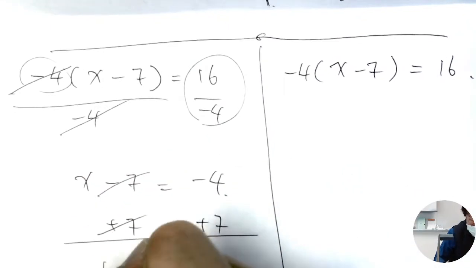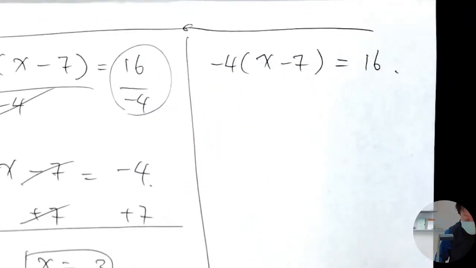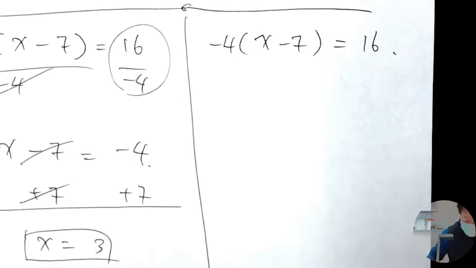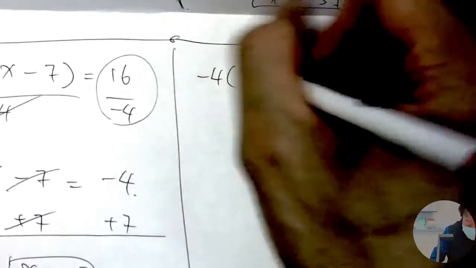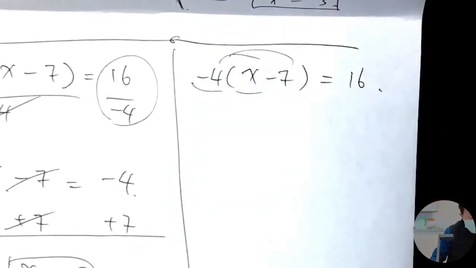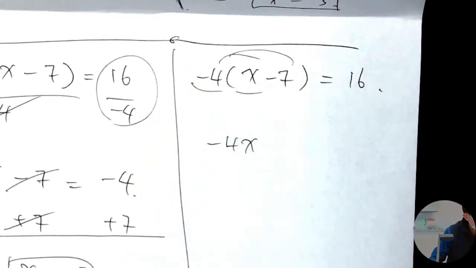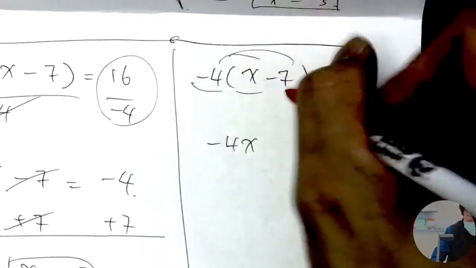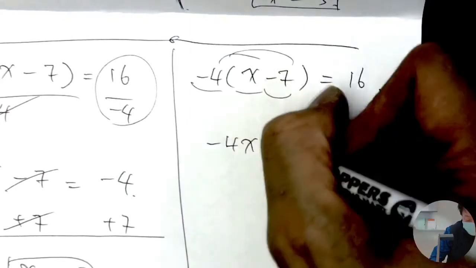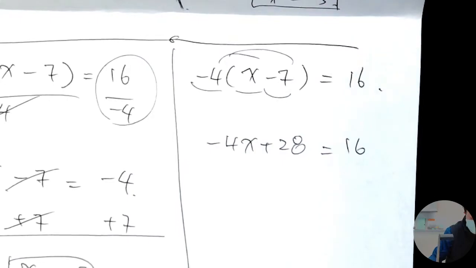x equal to 3, because there are so many x equal to 3's. If you don't know what x is, you might as well guess 3. Maybe not a good strategy. But anyhow, on the right hand side, let's do distribution. Negative 4 times x gives me negative 4x. So far, so good. Negative 4 times negative 7 gives positive 28. 16 on the other side still.